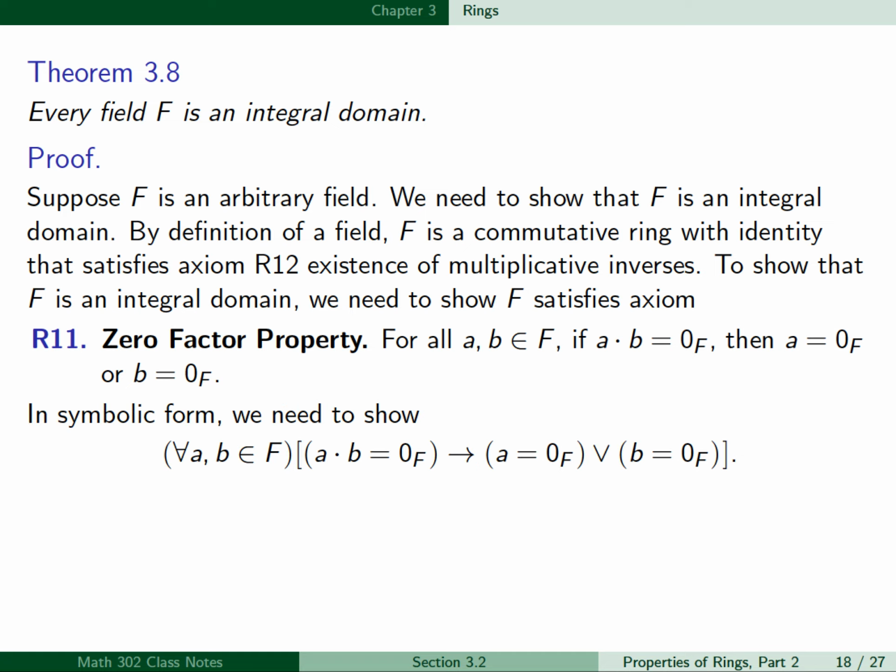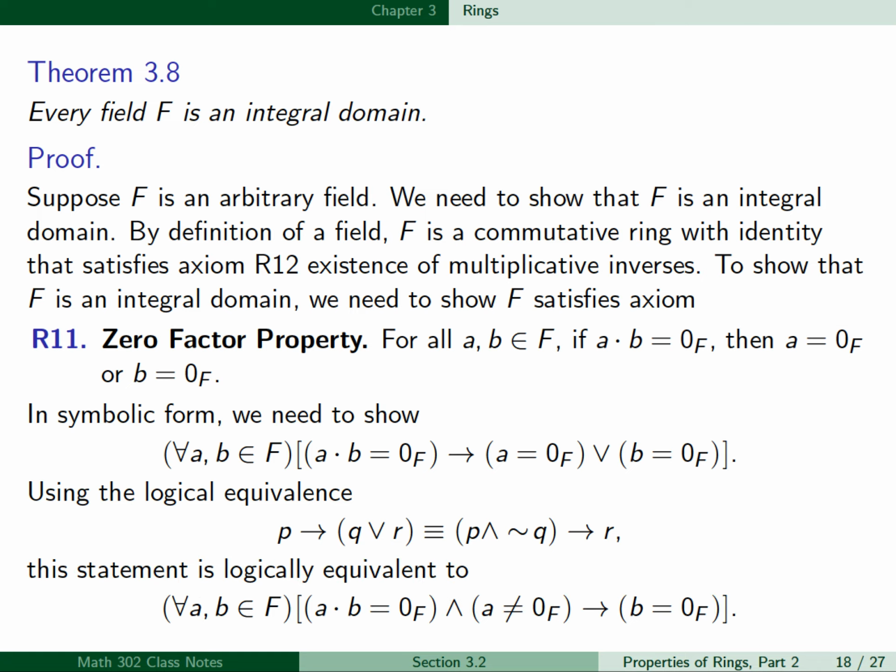Now in symbolic form, we need to show for all A, B in F, A times B is equal to 0 implies A equals 0 or B is 0. And using the logical equivalence, P implies Q or R is logically equivalent to P and not Q implies R, this statement is logically equivalent to, for all A, B in F, A times B is 0 and A is not equal to 0 implies B is equal to 0. So to prove the zero factor property, we're going to prove this equivalent statement.